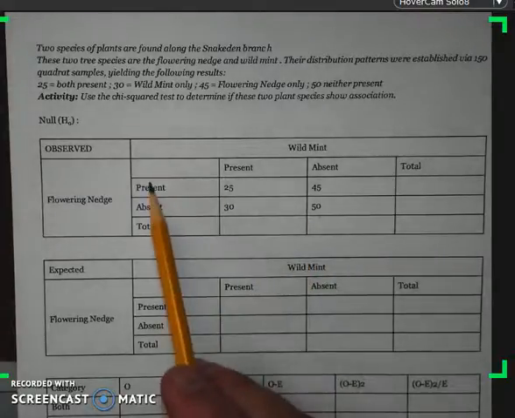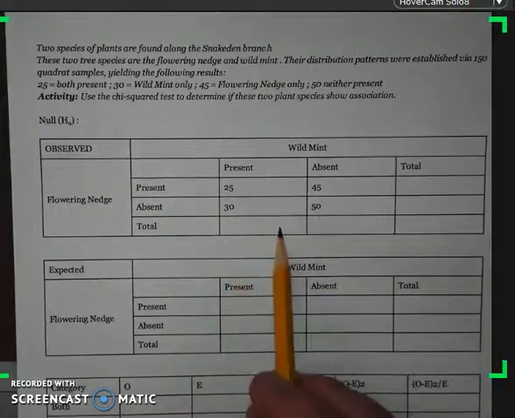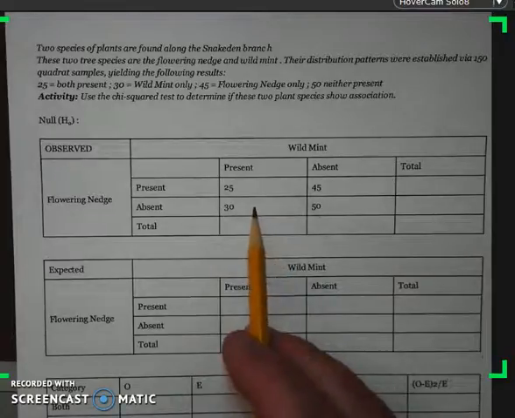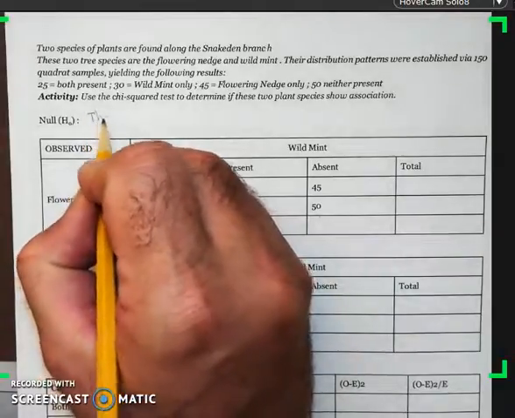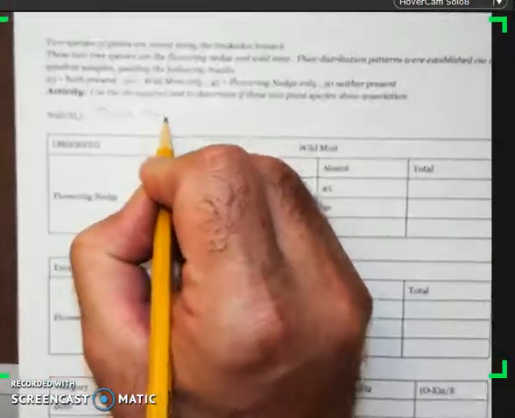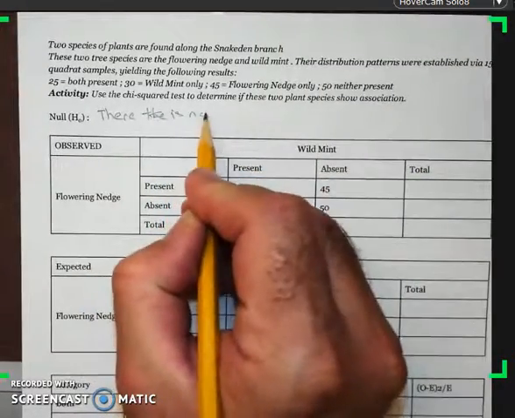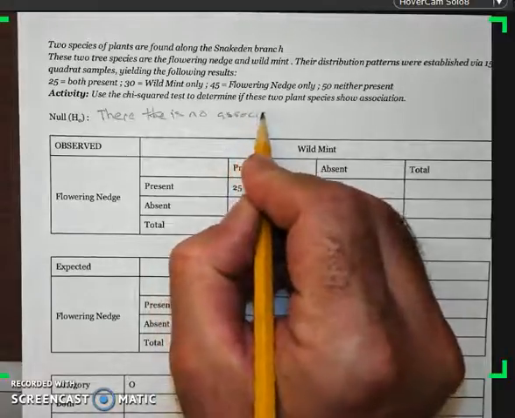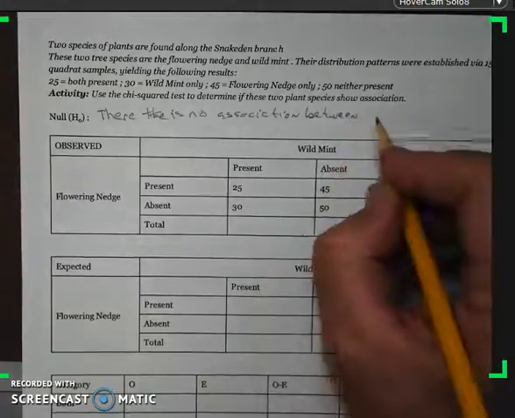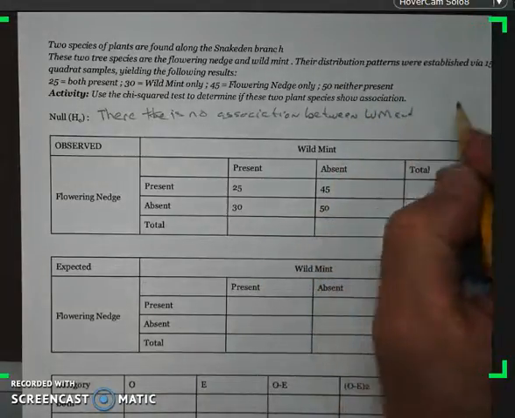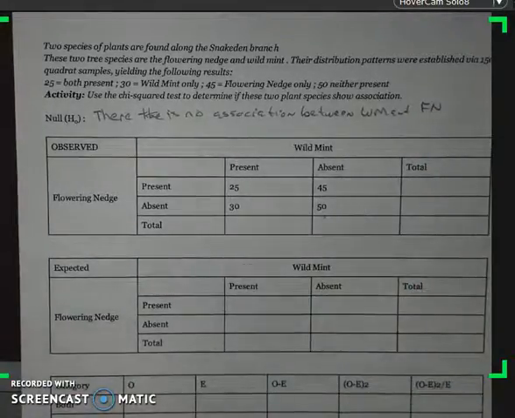So I've filled out my observed data here, and what we're going to try and do is to see if there is an association between the flowering nedge and the wild mint. We're going to need our null hypothesis, and the null is going to be stated as there is no association between the two. I'm going to abbreviate my wild mint, WM, and my flowering nedge as FN. Okay, so no association between these two.